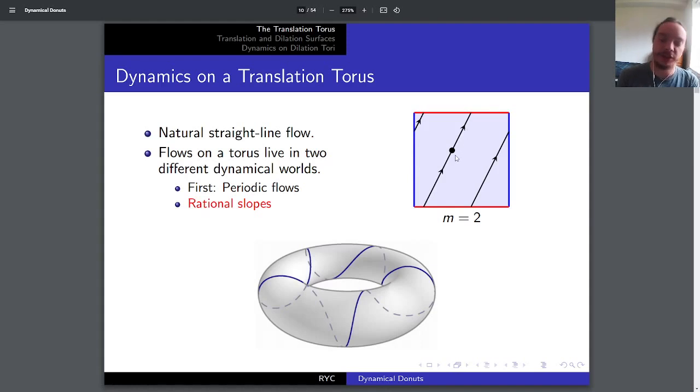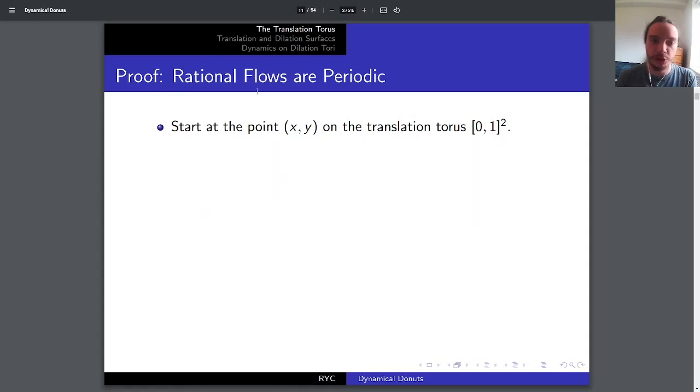So you could imagine having your slope be any rational number. Whenever you move over by 1, you go up by p over q, where p and q are integers. Okay? So let's try to understand why this happens. Why is it that when we have a rational slope, we come back to where we started? Well, we can do a proof.